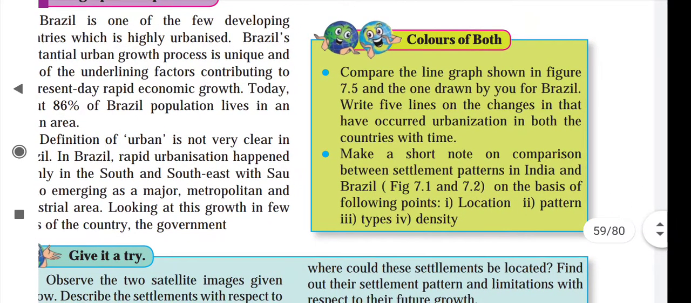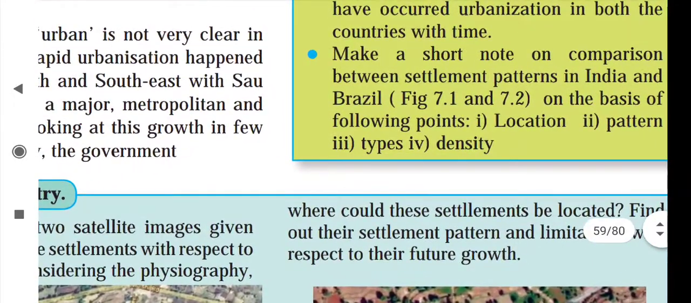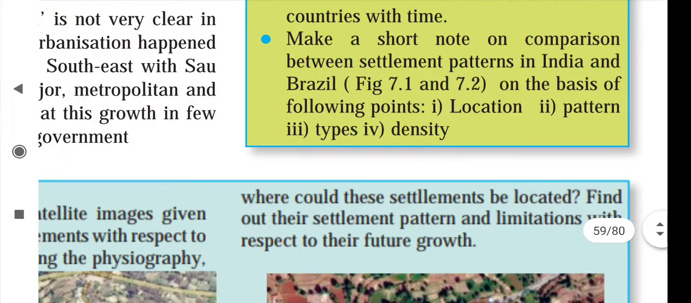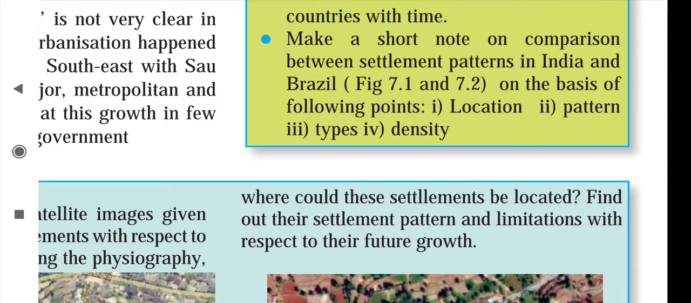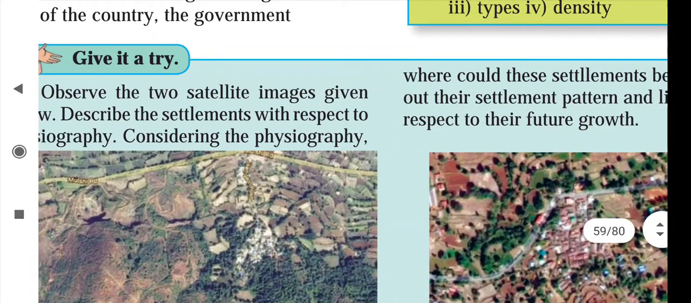Here it says: compare the map shown in figure 7.5 and the one drawn by you for Brazil. You have to do the comparison and analyze both the maps. Next, make a short note on the comparison between the settlement pattern in India and Brazil, 7.1 and 7.2, on the basis of the following points: location, pattern, type and density. You have to prepare the short note by observing both settlements, 7.1 and 7.2. So give it a try.